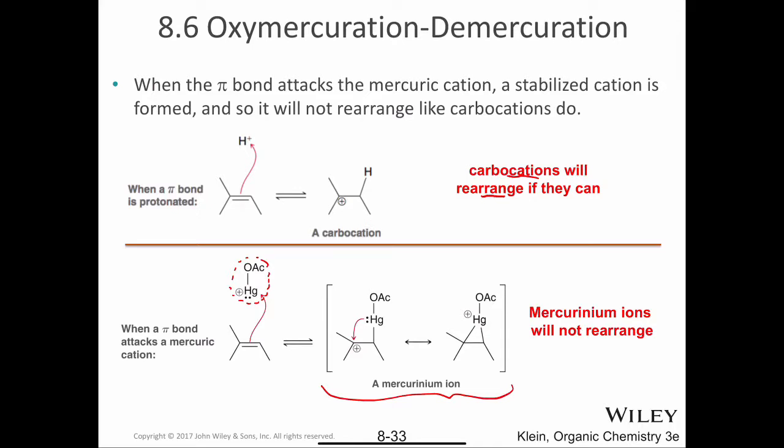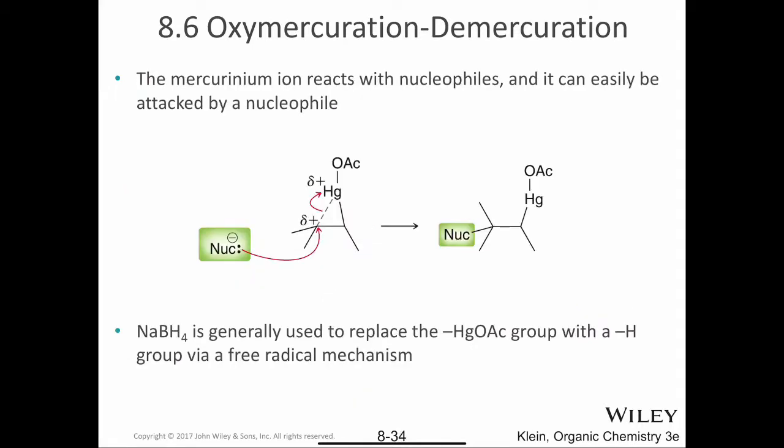adequately described as a hybrid of two resonance structures. So a mercurinium ion has some of the character of a carbocation, but it also has some of the character of a bridged three-membered ring. This dual character can be illustrated on the following slide. You can see here that the more substituted carbon atom bears a partial positive charge, the delta plus, right here, rather than a full positive charge.